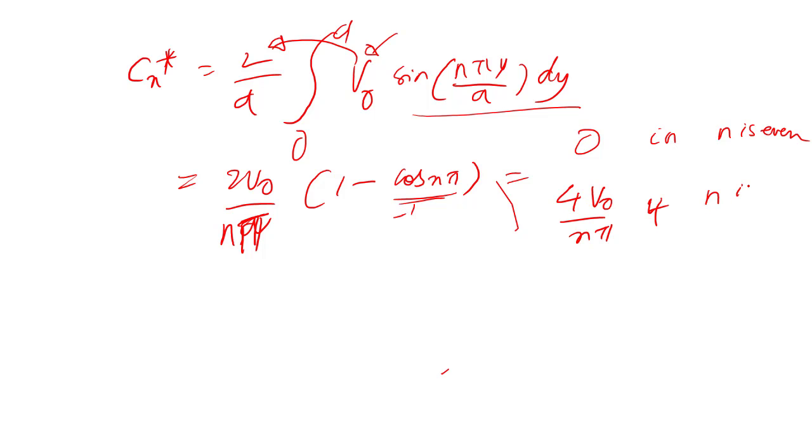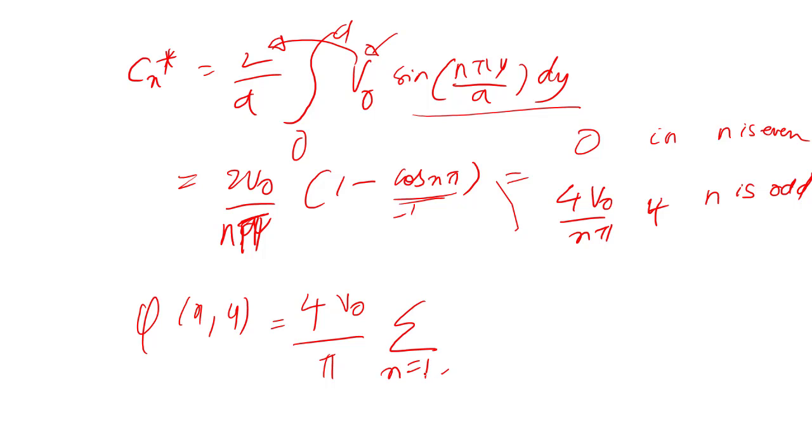So then you can write the total phi of x y as 4V0 by pi, sigma n equals 1 to infinity, 1 by n, e to the power minus n pi x by a, sine n pi y by a. So this would be the solution to our problem.